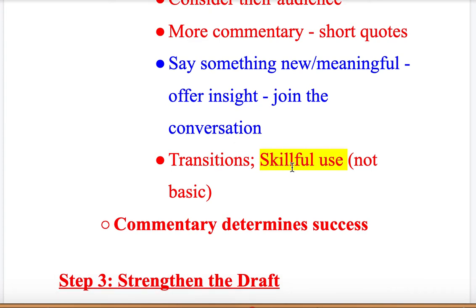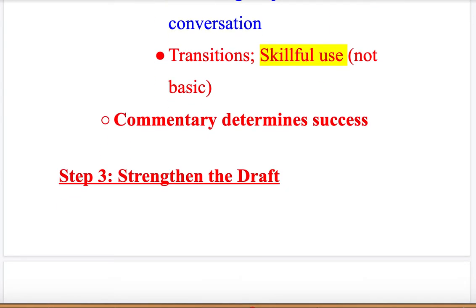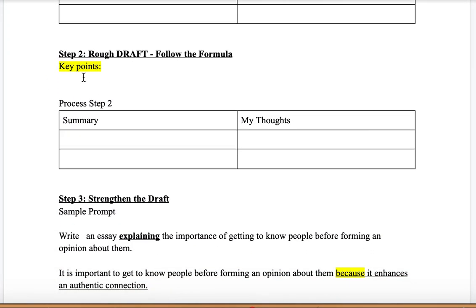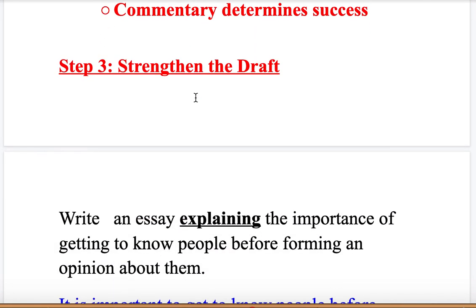Transitions, use skillful transitions, not basic. First, second, third. You've been doing that since you started school in third grade and seventh grade. Upgrade your transitions. Remember, stop and take. You should be writing the key points, and you should have chosen 2 times to stop to write summaries and your thoughts.